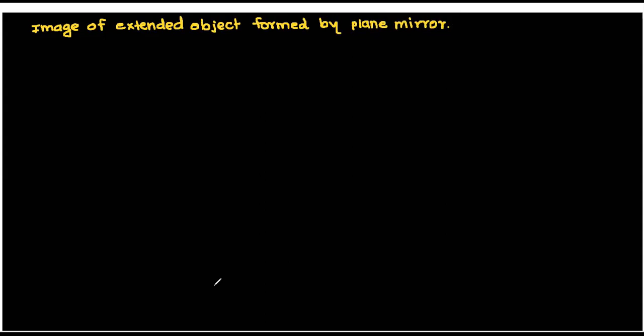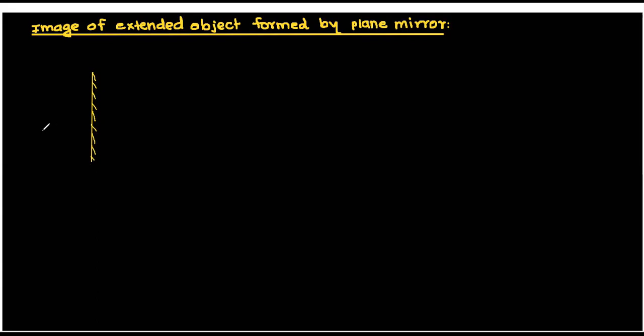Image of extended object formed by plane mirror. So, how is it? Let's see. How will it actually be and what are its properties, let's see. So first I'm taking one mirror here like this. Okay, this is a mirror, you can see in the diagram.